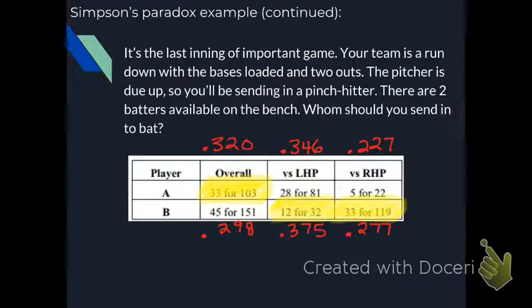What's interesting is that based on this information, it appears as though it's more difficult to hit a right-handed pitcher, and player B is used a lot more frequently against right-handed pitchers. So that average is dragging down his overall average. Even though player B does better against both types of pitchers, his overall average ends up looking lower. So in reality, if you were the coach, it's a paradox. You should pick player B, the one with the lower overall average.